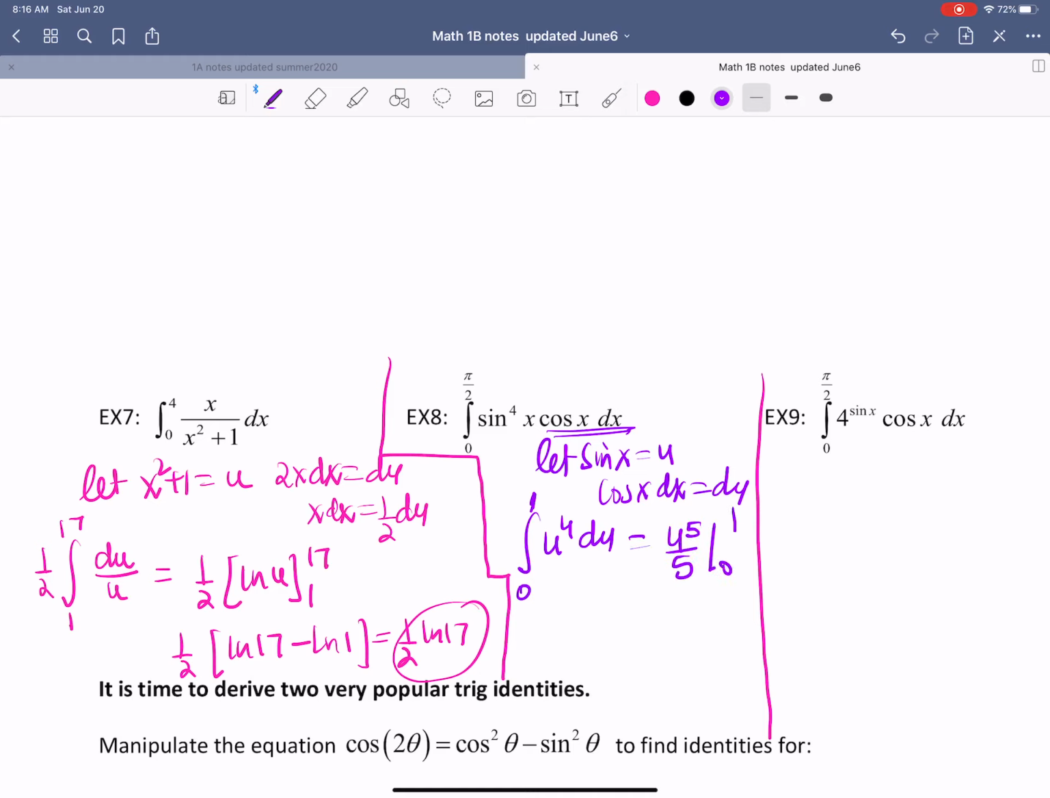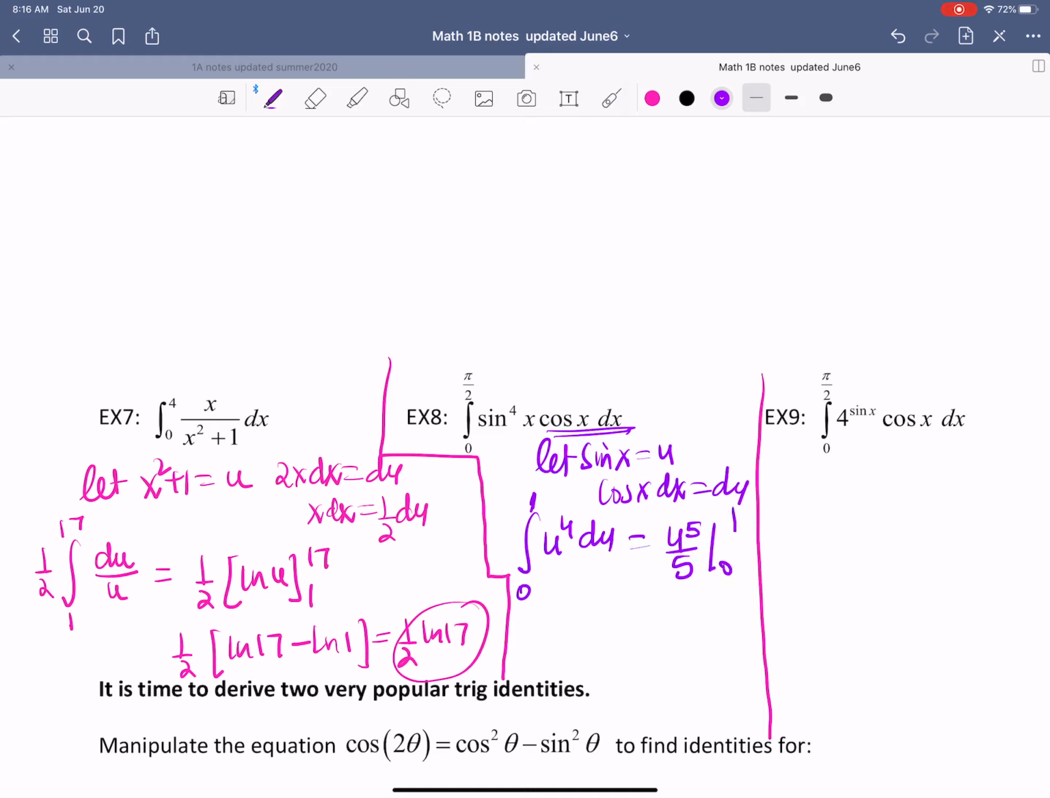So we can say 1 to the 5th power, which is still 1, divided by 5, minus 0 to the 5th power. 0 divided by something is just 0. So my final answer is 1/5 here. Next example, again, we can let sine x be the u, and then cos x dx will be our du. Okay, so this becomes 4 to the power u du. When x is 0, u will be 0. When x is pi over 2, u will be 1.